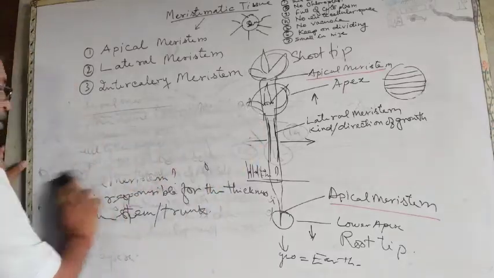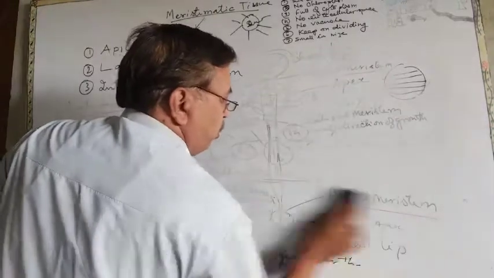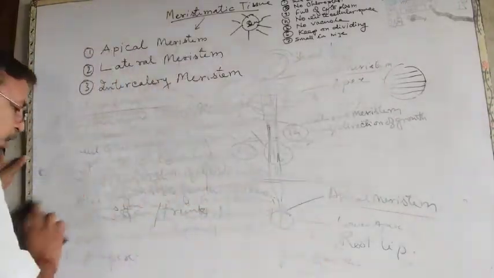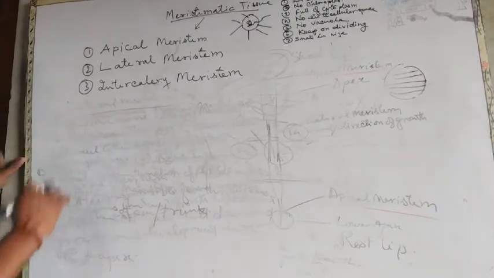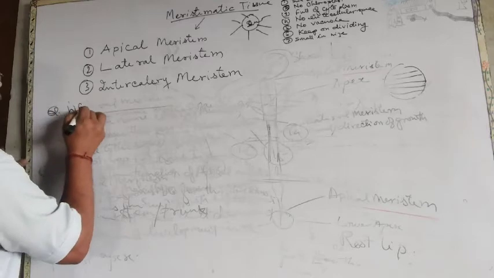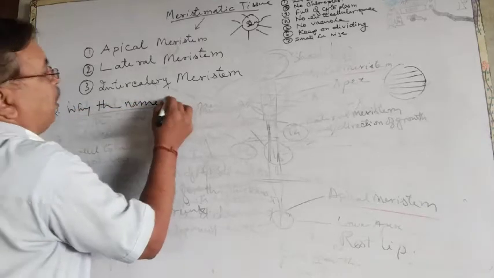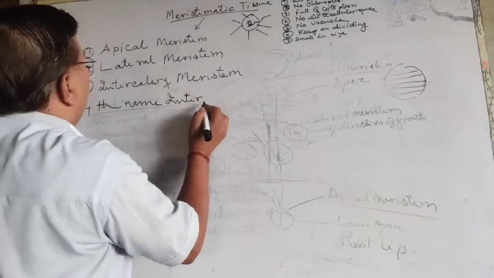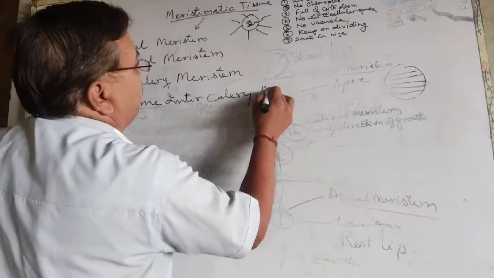That is the third kind of meristematic tissue that you have to read at this level, and that is the intercalary meristem. So first question, why the name? Question you must know, why the name intercalary meristem?